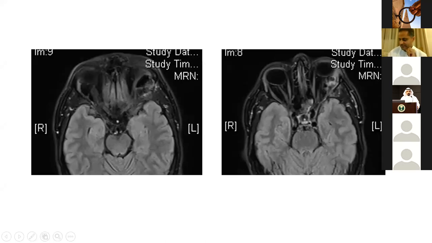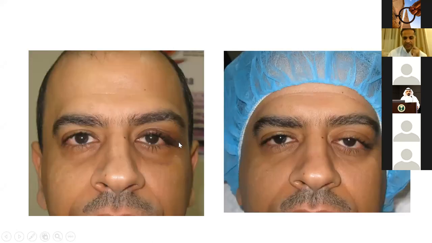Prof, in this case, with a relatively posterior lateral lesion, if you want to go for total excision, what's the approach, Prof? Will you remove the lateral orbital wall? No, this one we didn't remove. Lid crease incision is best. Lateral lid crease, and we excise it completely.